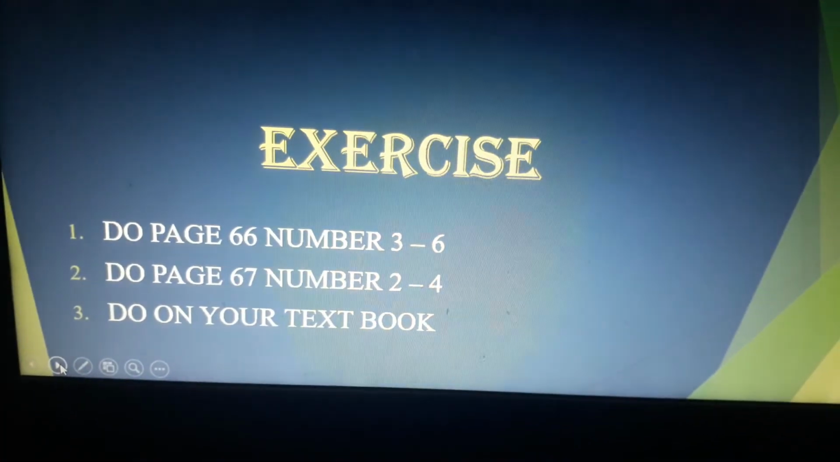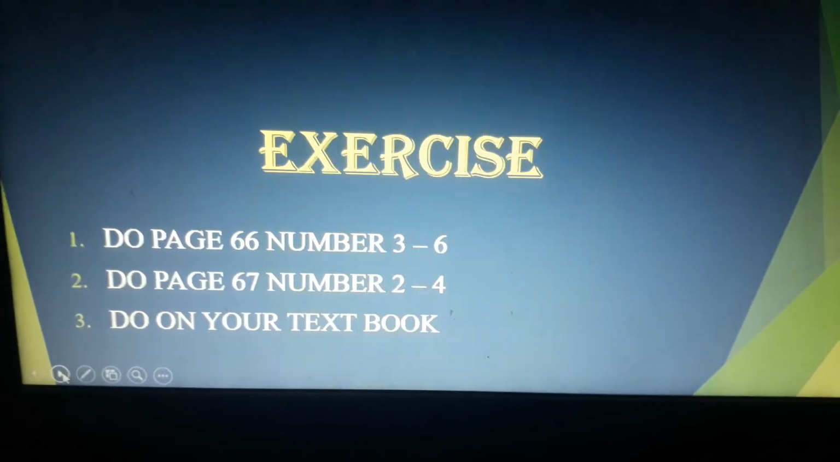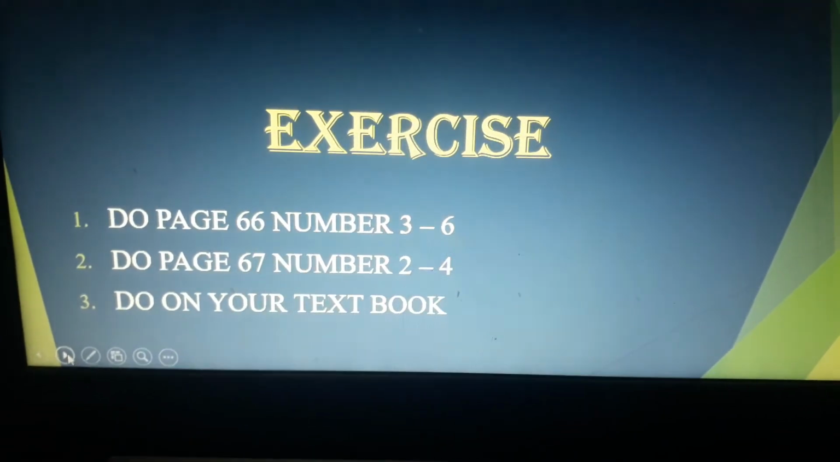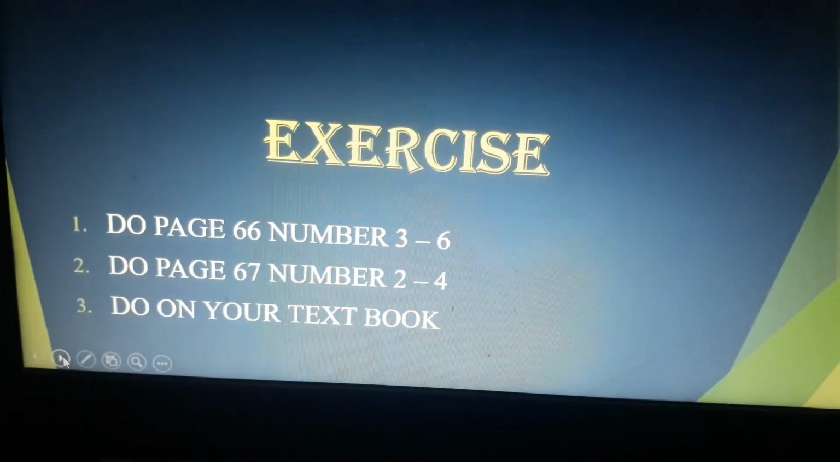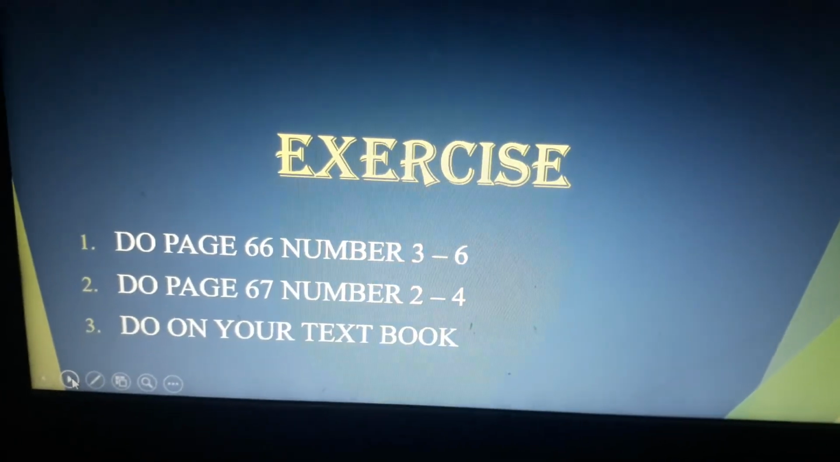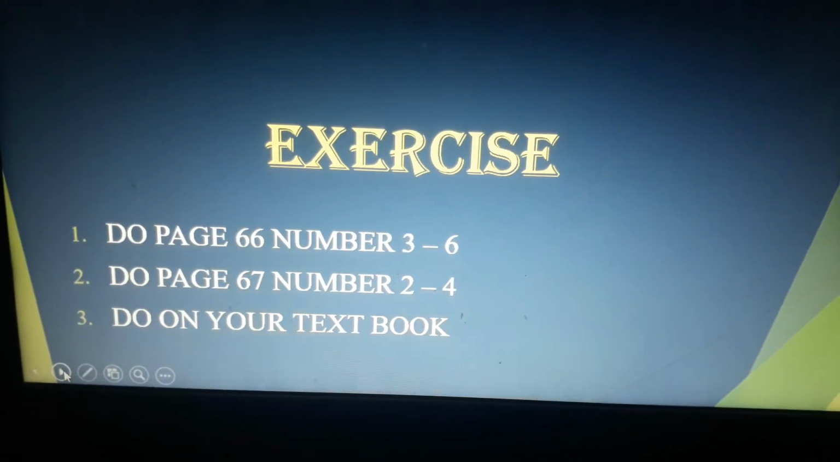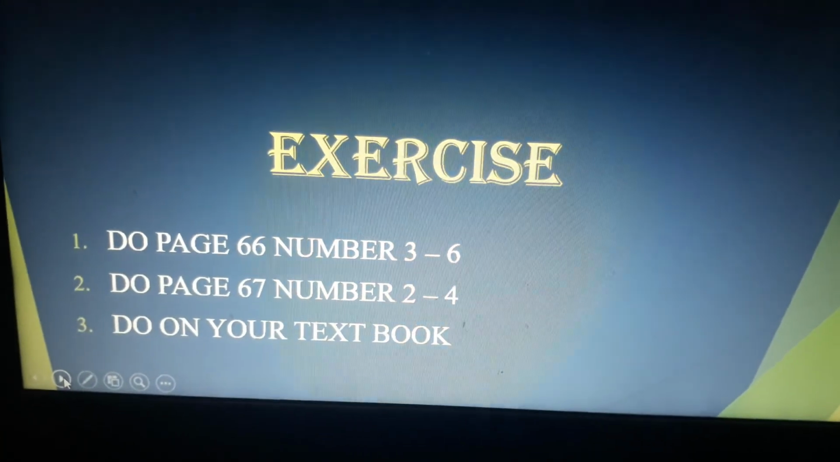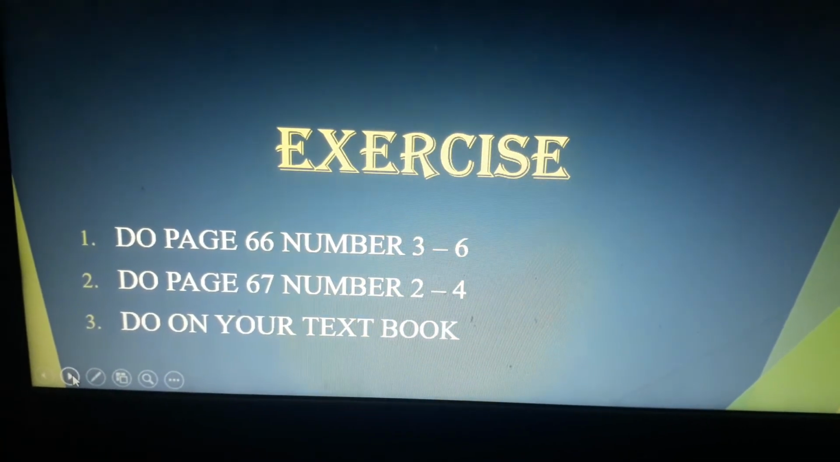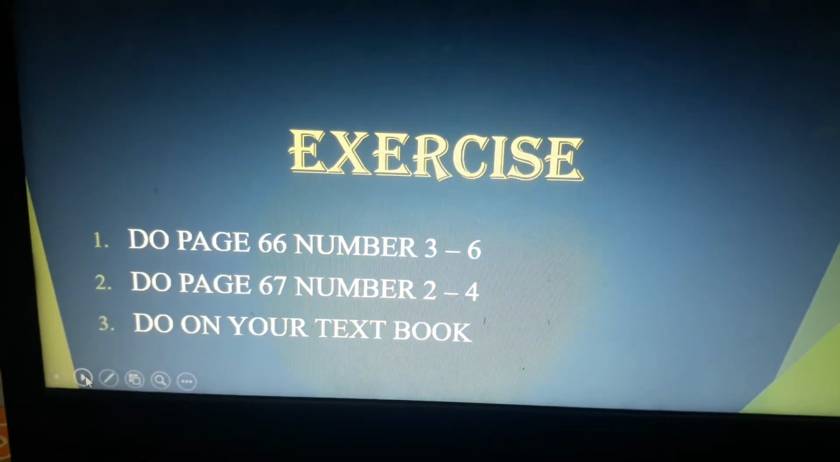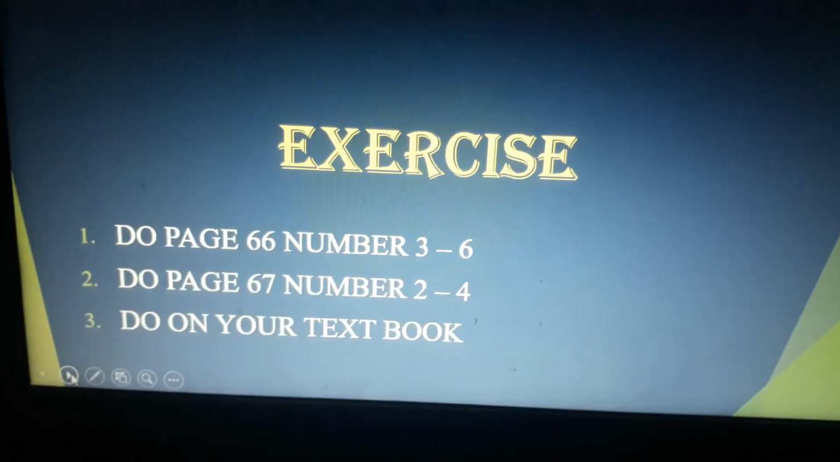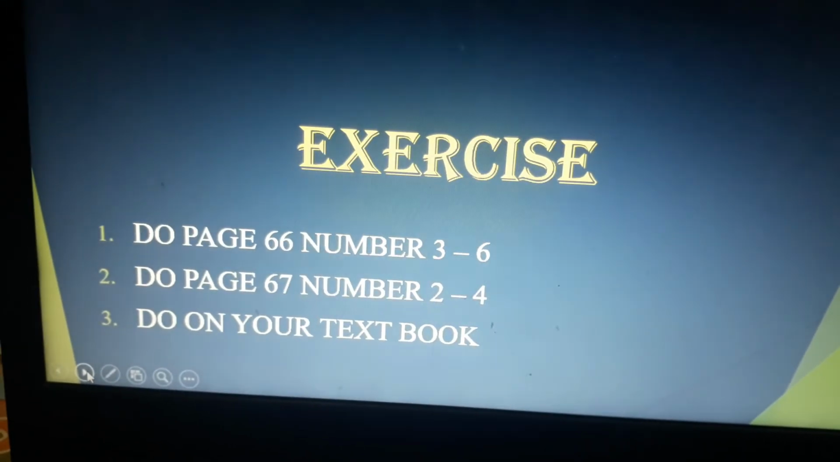After you read the book page 66 until page 67, and then after you see these materials that Miss Martha has given to you, please do exercise page 66 number 3 until number 6 and page 67 number 2 until number 4, and do it in your textbook as your exercise.